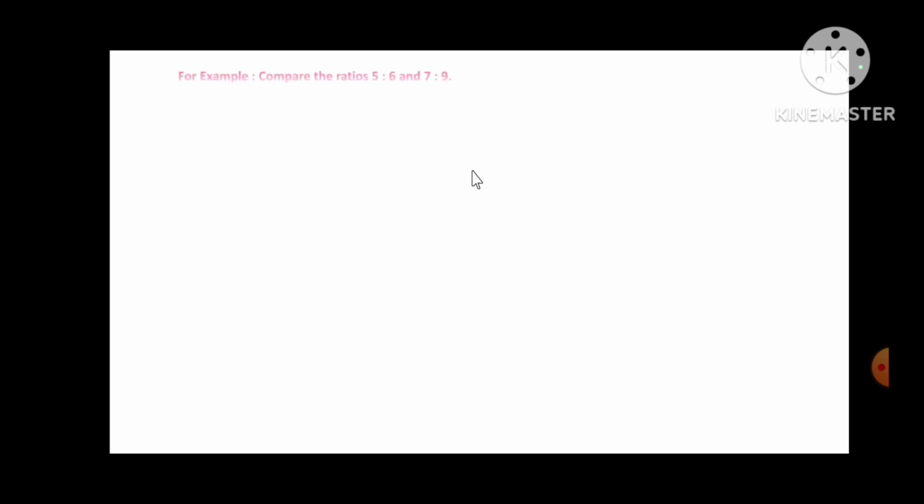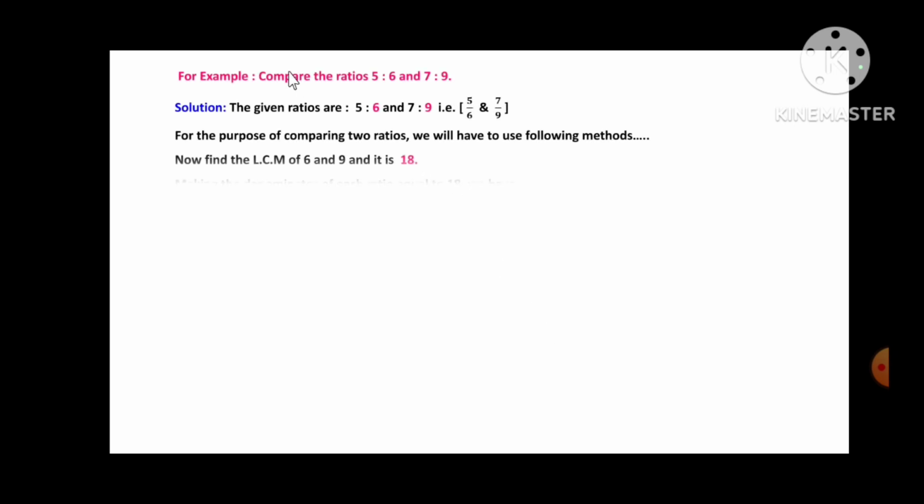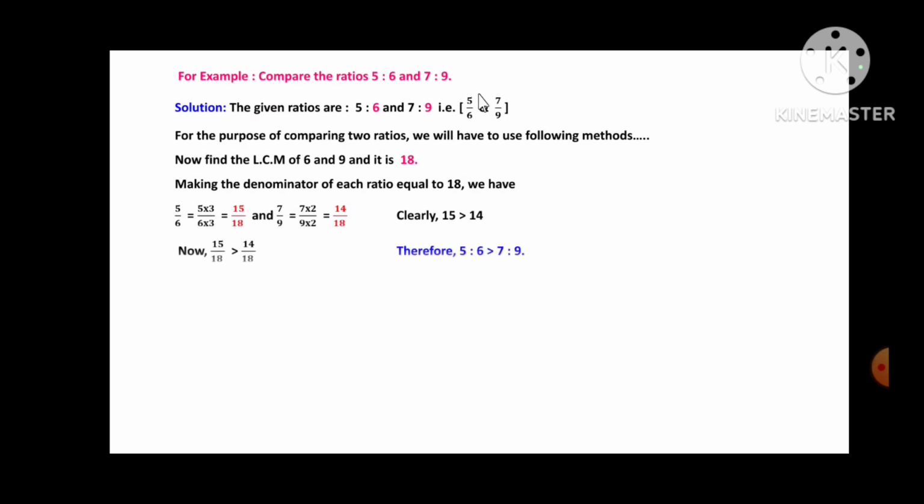So, these are the steps. Now, let us see an example. Here two ratios are given, 5:6 and 7:9. We have to compare them. You can also write them as 5 upon 6 and 7 upon 9. Here the two numbers 6 and 9, shown with the same color, are the denominators. For the purpose of comparing these two ratios, we will use the LCM method. Friends, here the LCM of 6 and 9 is 18.